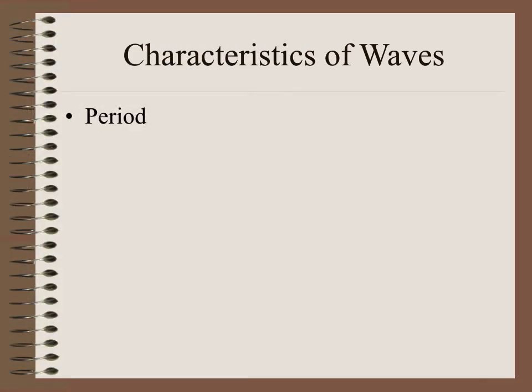Next, we have what's called the period of the wave. And when we talk about period, we generally mean time. A class period is 42 minutes long, and it repeats itself over and over again. A time period of a decade is 10 years long, and it's always 10 years and repeats itself. So the period is the time it takes for one wave to pass.